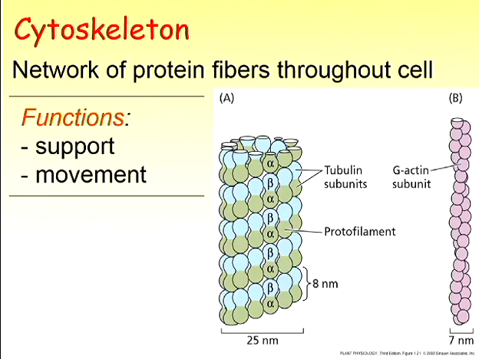And then movement. If you think of vesicles moving, the cytoskeleton makes that happen. Sometimes you see under a microscope cytoplasmic streaming. Maybe you've seen that in some aquatic plants under a microscope in freshman bio. That's also caused by the cytoskeleton. That's another example of movement.